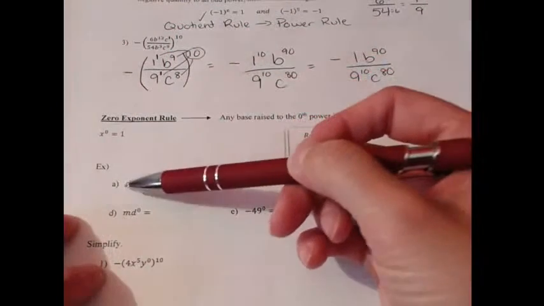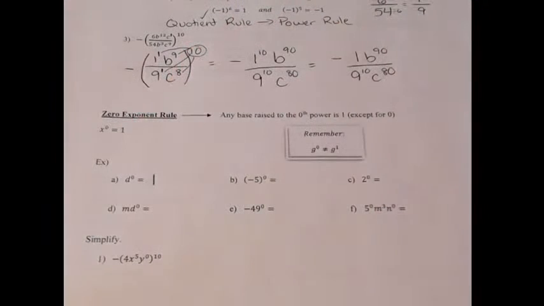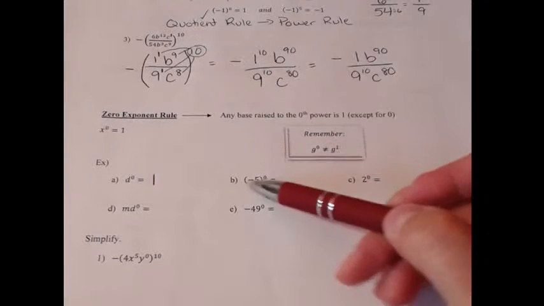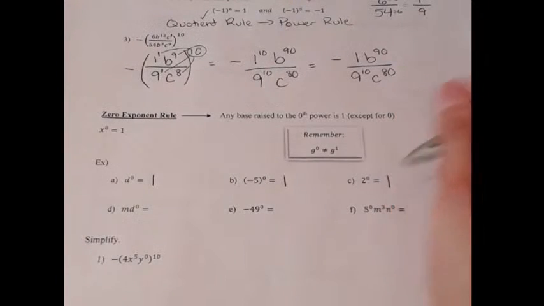So our first one, d to the 0th power. Well, your base is being raised to the 0th power, so that's equal to 1. Easy peasy. Negative 5 to the 0th power. That entire quantity, negative 5, is being raised to the 0th power, so that's going to be 1. 2 to the 0th power. This time we have a numerical base. Who cares? 2 to the 0th power, it's still 1.